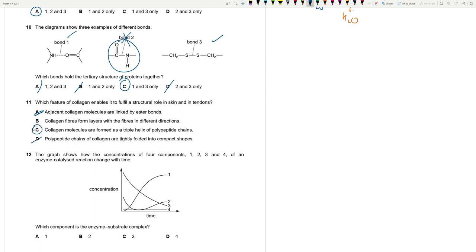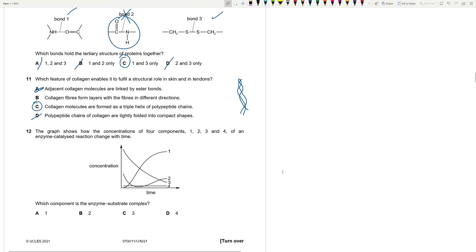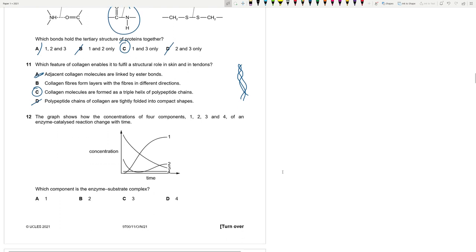Okay, they're just talking about the structure of collagen. You guys know what it's like, right? It's a triple helix. Number 12. The graph shows how the concentrations of 4 components 1, 2, 3, and 4 of an enzyme catalyzed reaction change with time. Which component is the enzyme substrate complex?